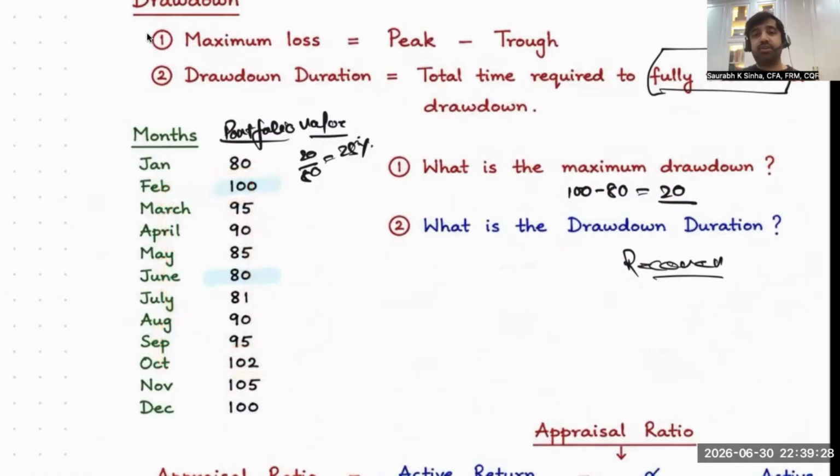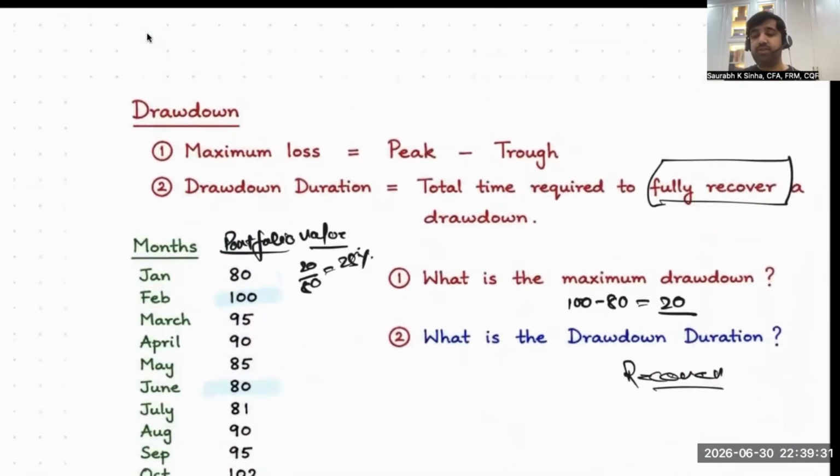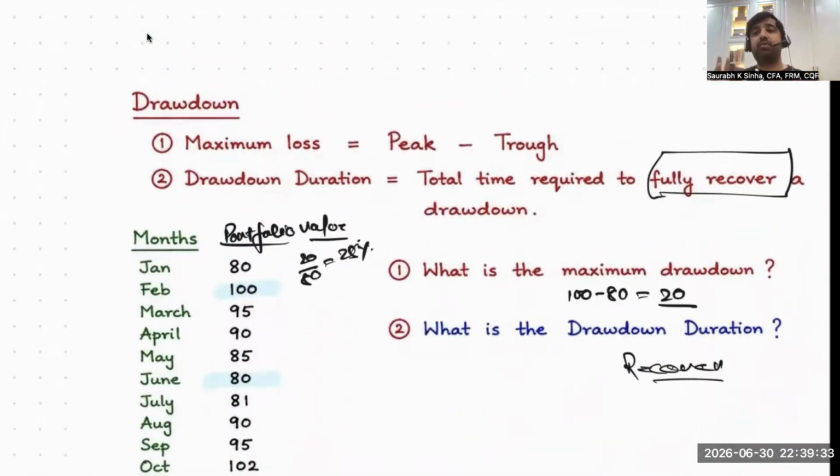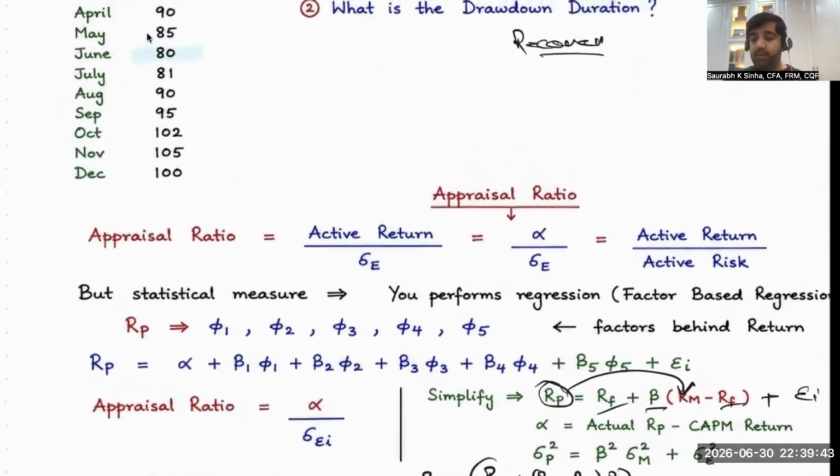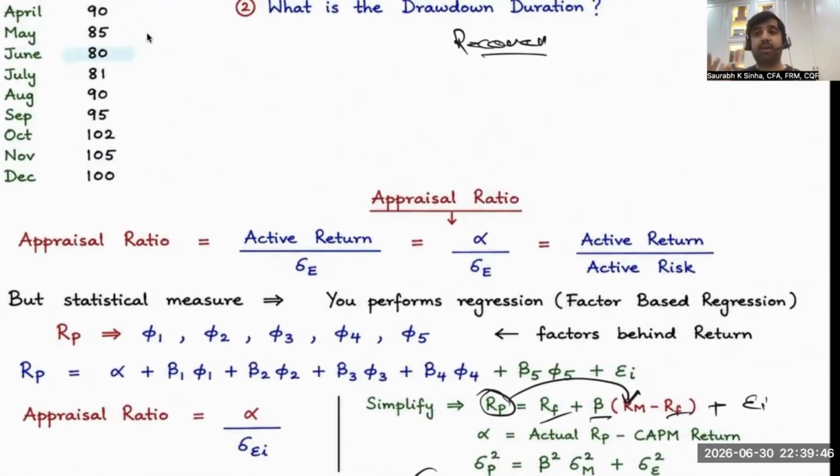So we understood the capture ratio, the appraisal ratio, the maximum drawdown and the drawdown duration. In the next session, we'll try to understand how we can break down a portfolio return into different factors. We got a glimpse in the appraisal ratio, but in the real world, how do people decompose a portfolio return into different known macroeconomic factors.